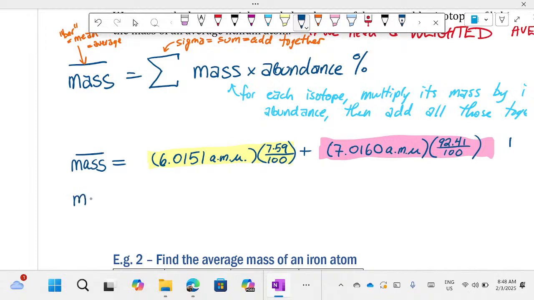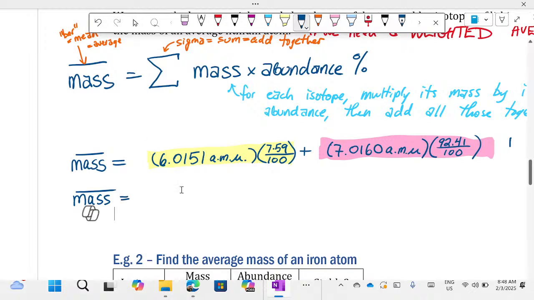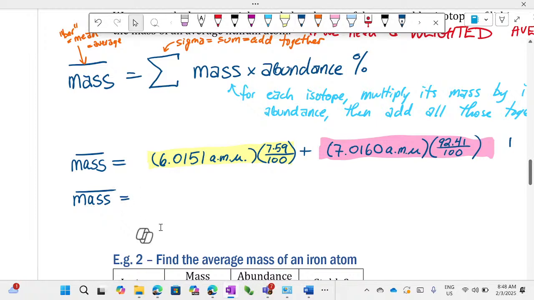And now if you just do that carefully in your calculator, and listen, I'll demonstrate up here. If you aren't already in this habit, get in the habit of just typing things in your calculator all at once. All right? Use brackets, if you need to. 6.0151, all right? And then we're multiplying that by what?